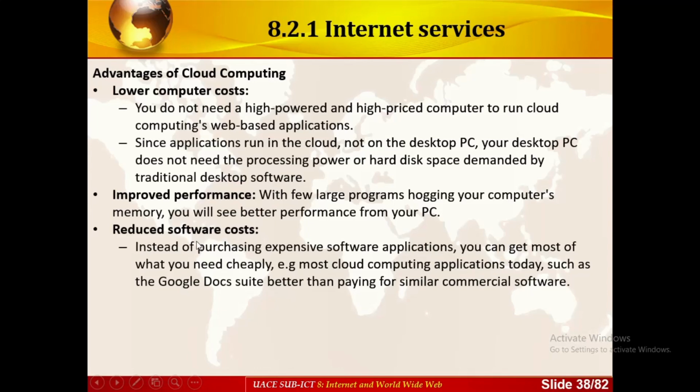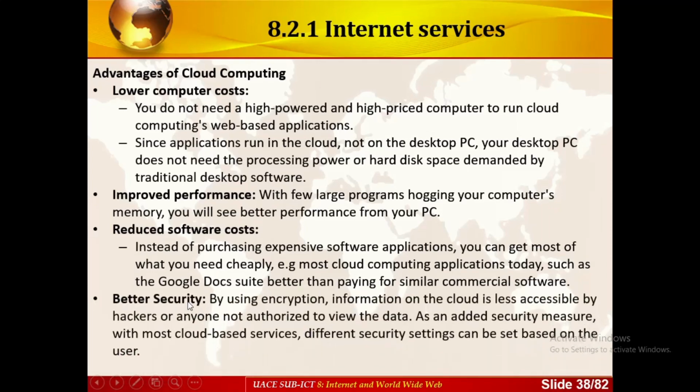Reduced software costs. Instead of purchasing specific software applications like Microsoft Office offline, you can cheaply get most cloud computing applications today, and something like Google Docs is better than paying for similar commercial software. So instead of using the offline Microsoft Suite, we can use online Google Documents, or what we call Google Suite. Then we can also talk about data security. By using encryption, information on the cloud is less accessible to hackers or anyone not authorized to view your data. So that means your data will be safe.